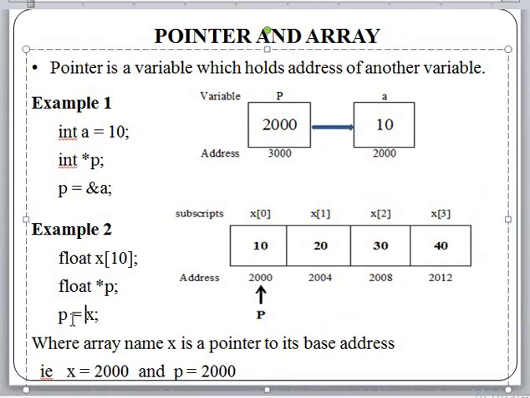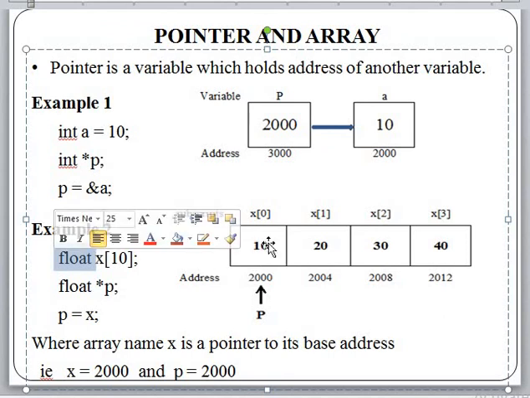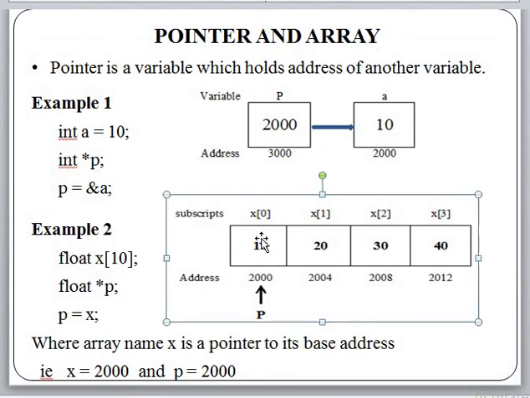Now in this case, while assigning this array name to a pointer, ampersand is not considered. Why? Because if I declare an array, the array will have a subscript to hold the number of elements. Here x is capable of holding 10 values, all of type float. The first value is 10, available at x of 0. The second value is 20, x of 1. The third value is 30, x of 2. The fourth value is 40, x of 3.